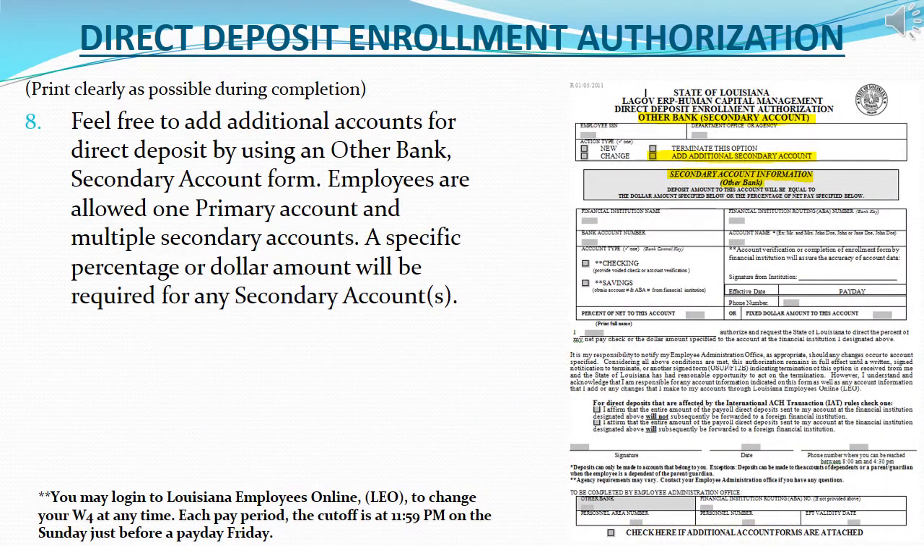8. Feel free to add additional accounts for direct deposit by using another bank, secondary account form. Employees are allowed one primary account and multiple secondary accounts. A specific percentage or dollar amount is required for any secondary account. You may log into Louisiana Employees Online, LEO, to change your W-4 at any time. Each pay period, the cutoff is at 11:59 p.m. on the Sunday just before a payday Friday.